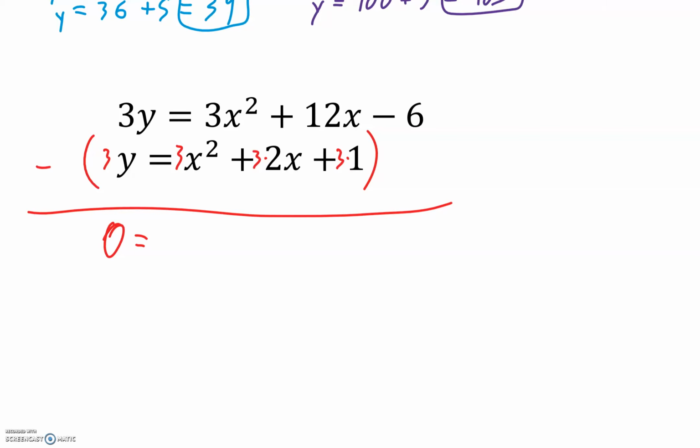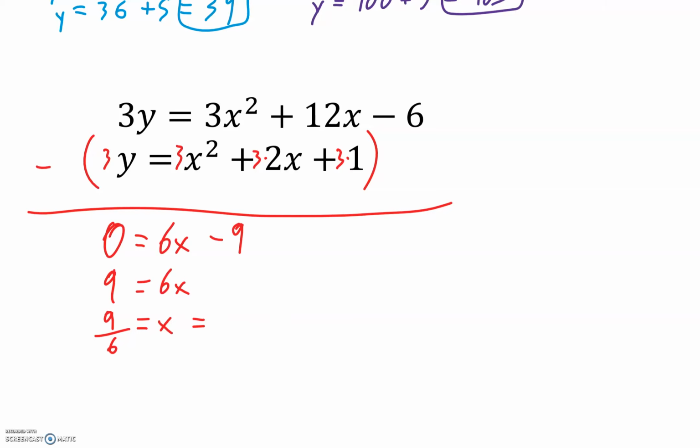But 12x minus 6x, so we're going to have 6x here. Negative 6 minus 3, so we're going to have negative 9. And so now we can just rearrange to solve for x here. 9 is 6x. And so x is 9 over 6, or 1.5.